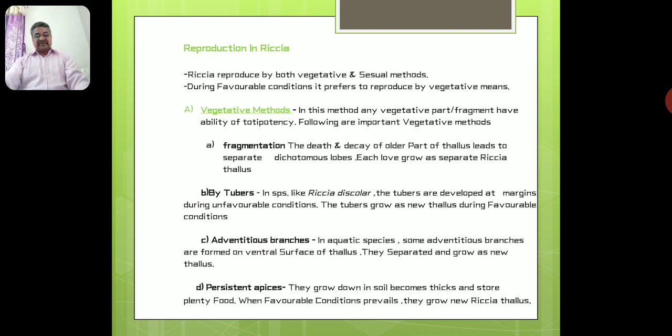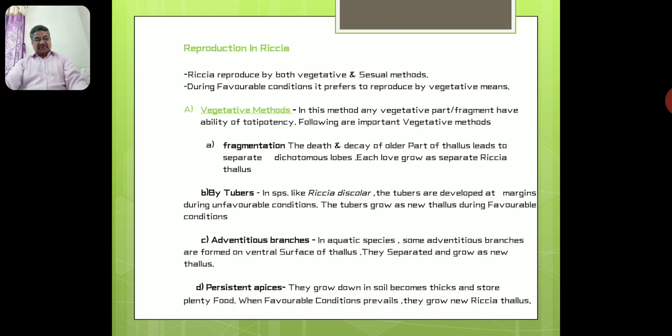The second method is by tubers. In some species like Riccia discolor, the tubers are developed at the margin during unfavorable conditions of the environment. These tubers grow and swell due to plenty of residual food material stored in them, and after sufficient growth they get separated from the mother thallus. When favorable conditions prevail, these tubers grow into a new independent Riccia thallus.